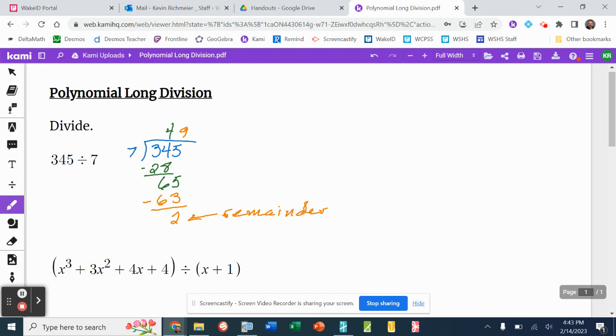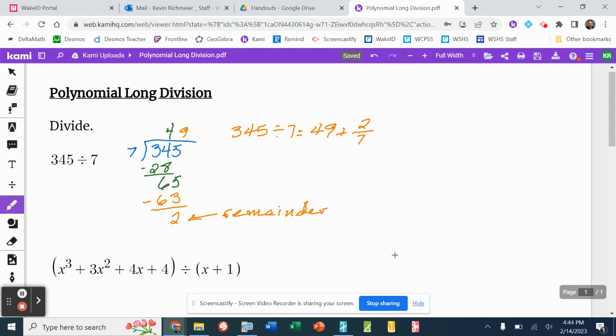And so we could write that answer as, so we could say that 345 divided by 7 is equal to 49 plus a remainder of 2. We could list it as 2 divided by 7. So it's 49 and 2/7.